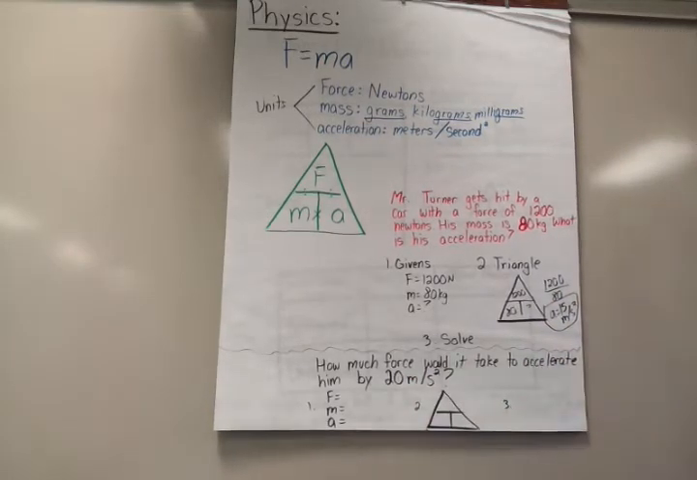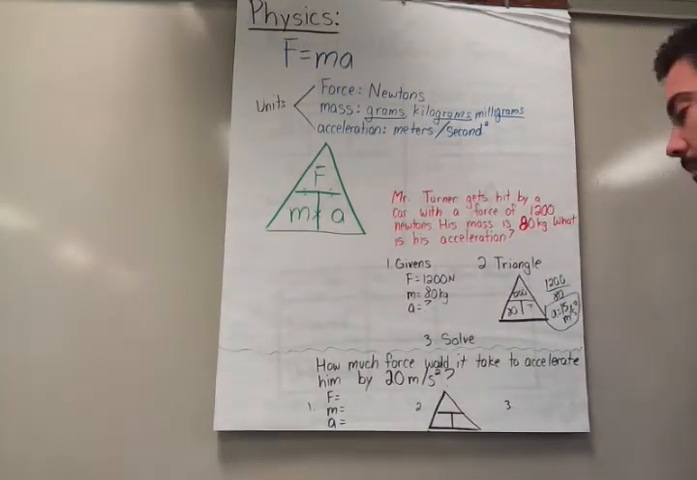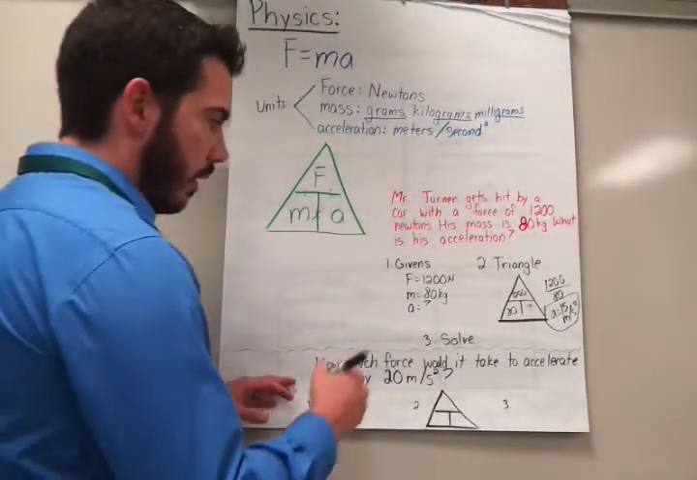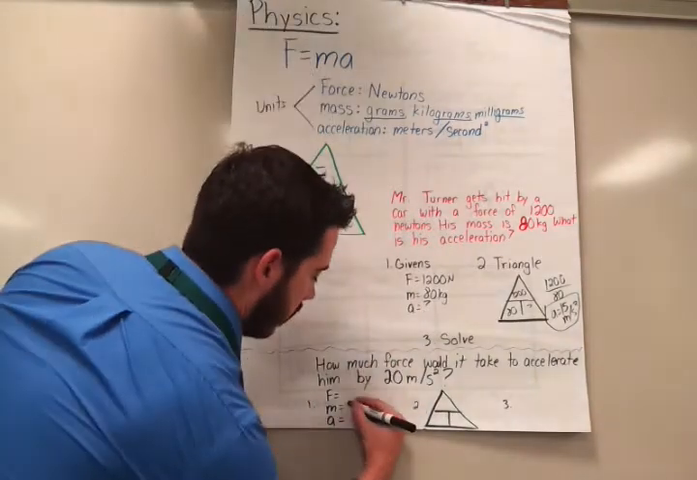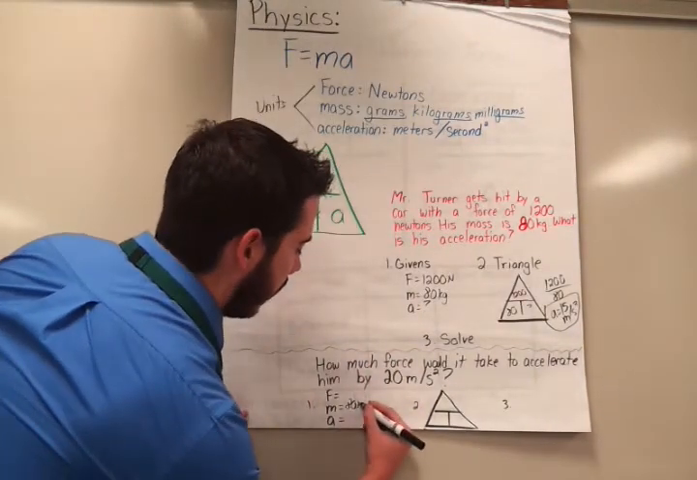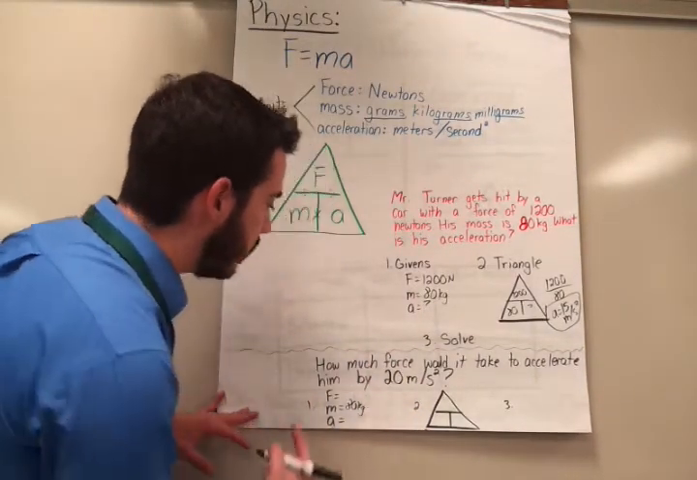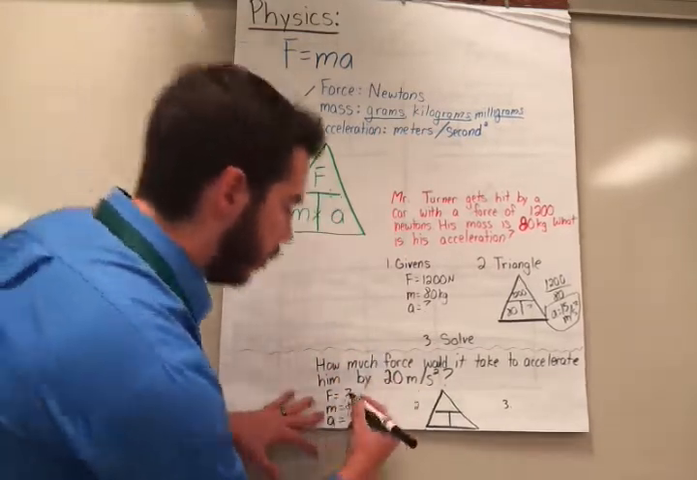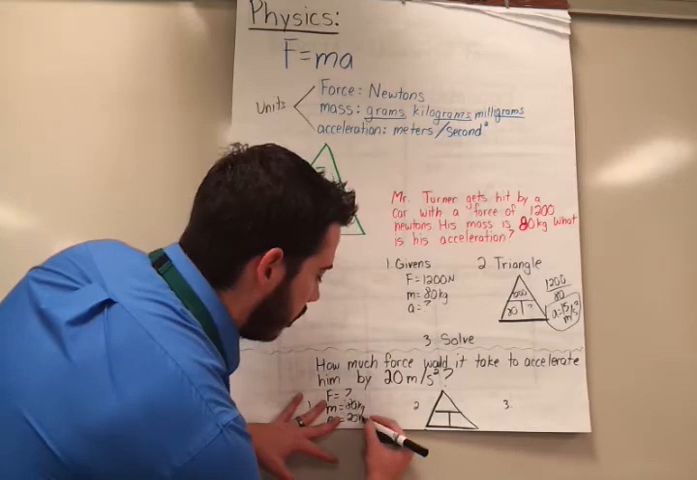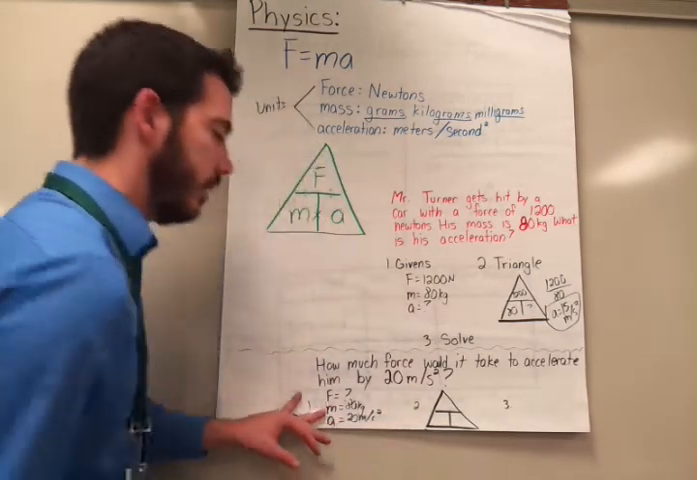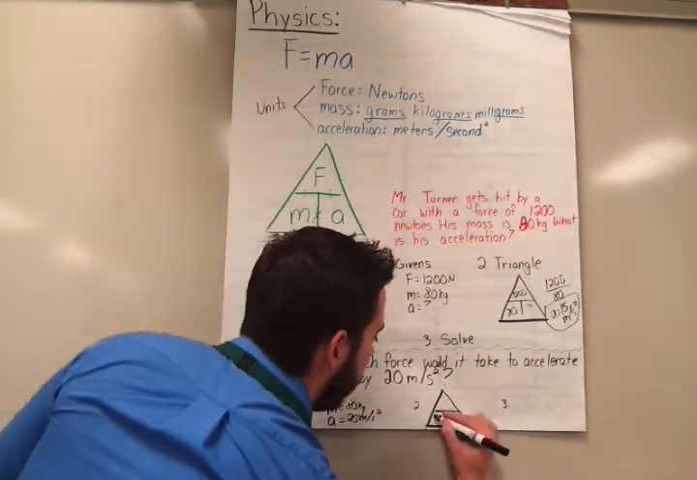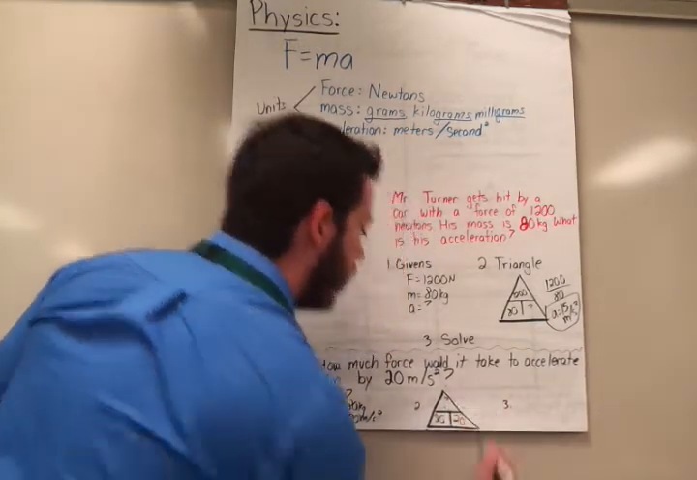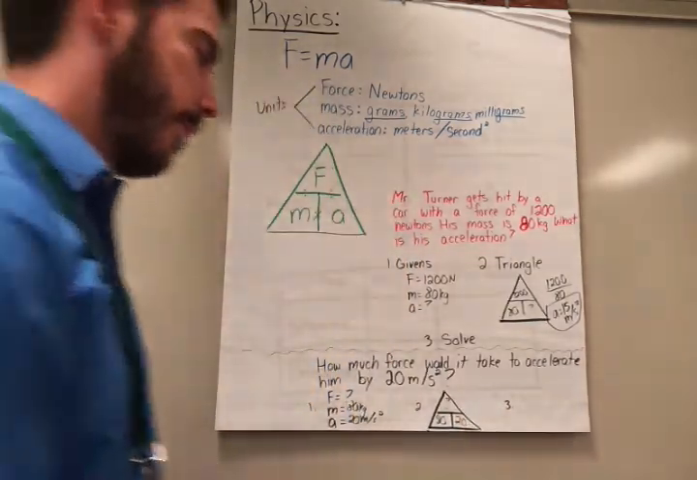Here's another example problem. How much force would it take to accelerate him by 20 meters per second squared? So again, we're given the mass of 80 kilograms. And we don't know the force, that's what we're solving for this time. And we do know the acceleration is 20 meters per second squared. So we'll plug those numbers into our triangle. We got 80 for mass, 20 for acceleration, and we're trying to find force.